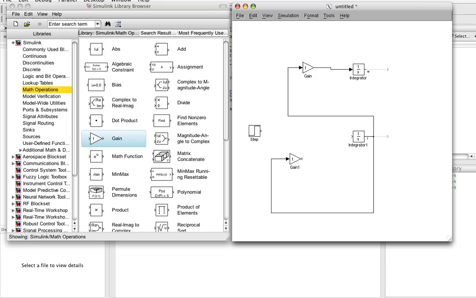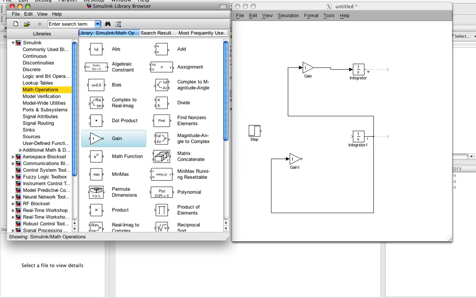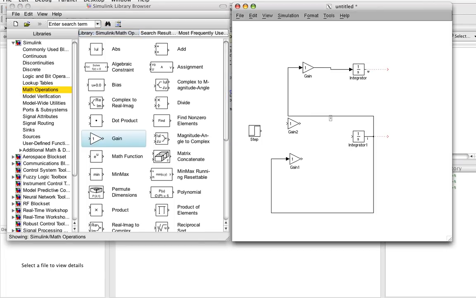And now the last term we need is K sub B times omega. So we're going to get another gain. And we'll put it right here. Can I move this up? Oh, that would be too easy. Oh, there we go. And so this gain is going to be K sub B, and this is going to be connected to omega.